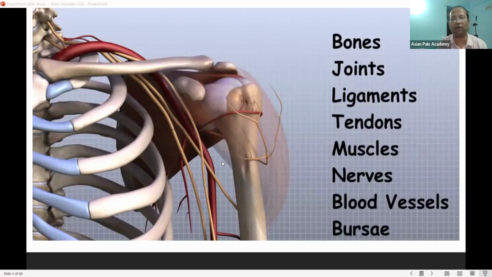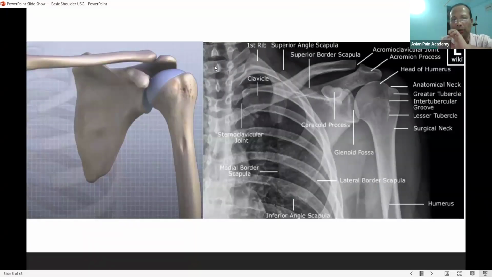But for understanding musculoskeletal USG of the shoulder, we will remain concentrated on these two joints. One is acromioclavicular and one is glenohumeral. That's it. Now you can see under X-ray how it looks. Okay, so you can see this is the thoracic cage, this is the coracoid process, and this is the acromion. And you can understand this is the clavicle.